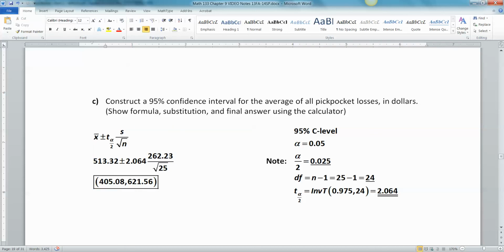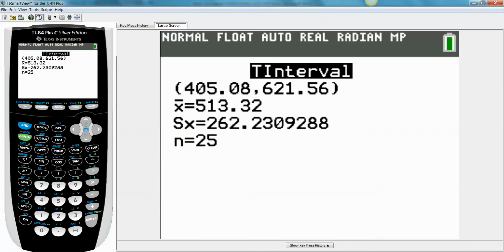All right, so we now know how to find the t-value again and how to find a confidence interval right here. And we learned two ways to find the point estimate. You can find it running one variable stats, or you can find it when you just do the interval itself. It'll tell you what the point estimate was. It's X bar, which is 513.32. All right, we're all done with this section.